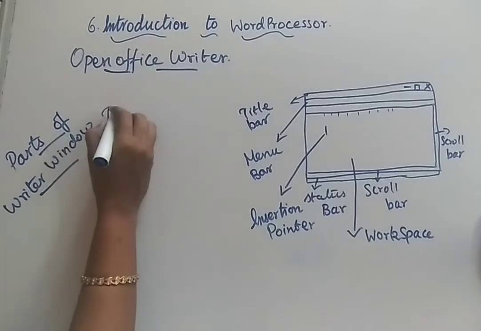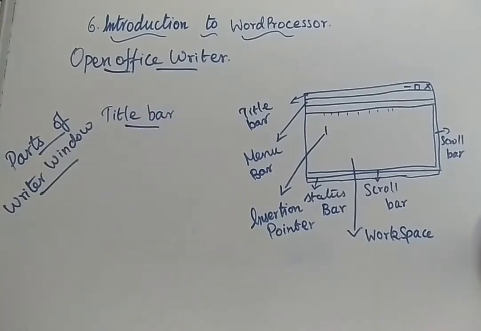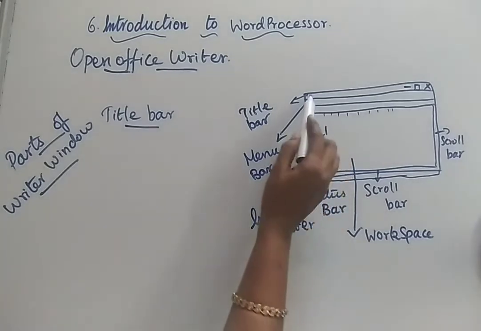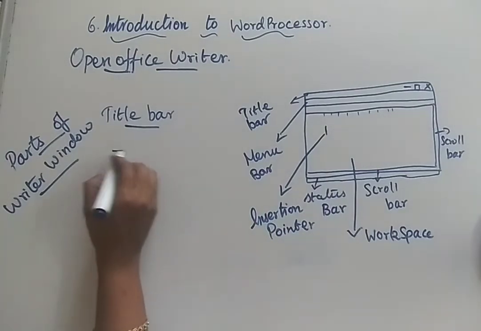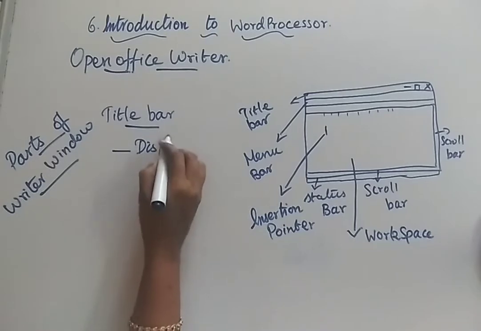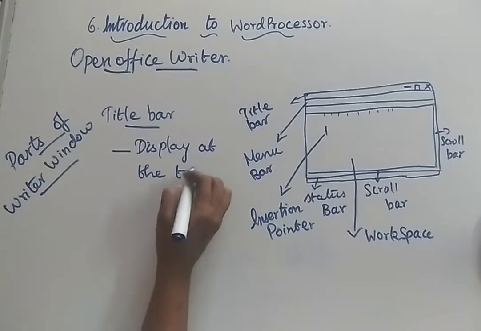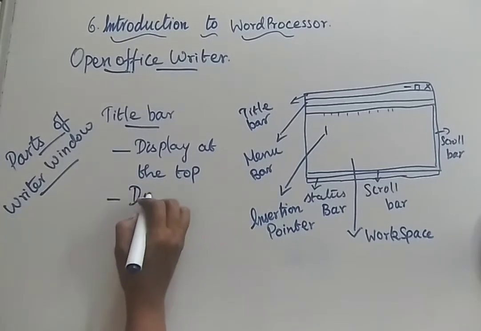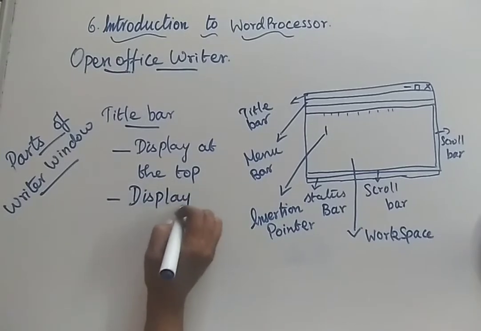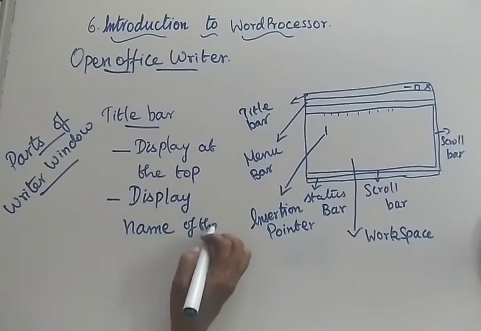In that, first we are going to see the title bar. What is a title bar? By the name itself you will be able to tell. It is displayed at the topmost part of the window. A title you always have at the top, at the beginning. Here it is going to display the name of the document.